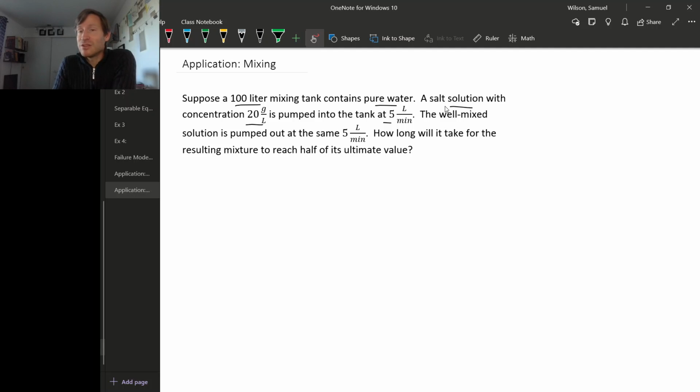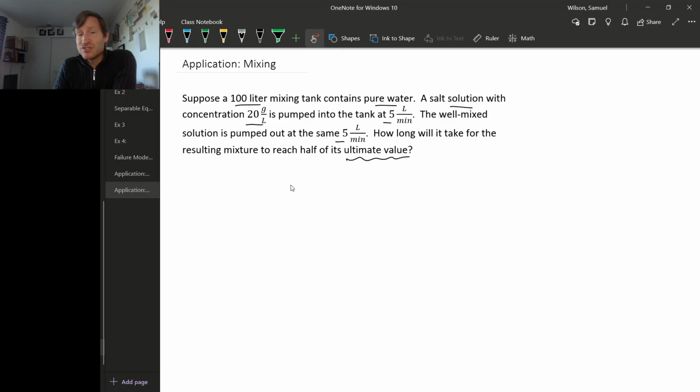As we pump this salt solution in, we don't want our tank to overflow, so we also pump mixed solution out at the same rate, 5 liters per minute. So how long will it take for the resulting mixture to reach half of its ultimate value? So I guess first we're going to have to come up with some function that tells us the concentration as a function of time, and then we're going to have to figure out, well, what is its ultimate value, and then how long does it take to reach half of that?